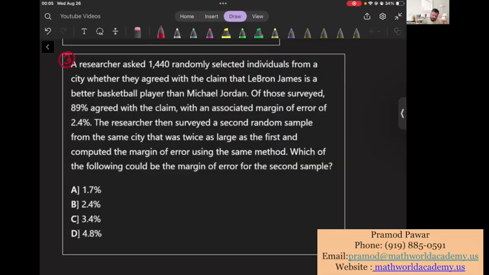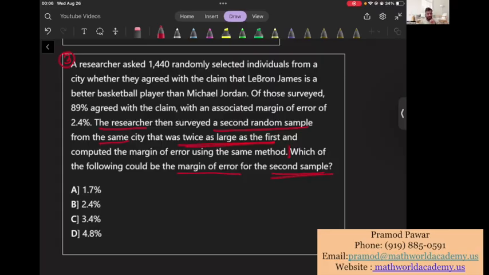Then the researchers surveyed another sample, the second random sample in the same city, but this time the sample was twice as large as the first one. So bigger sample. So the previous sample was 1,440. Now you double that. So that's like 2,880, like double the sample. Okay. And they calculated the margin of error of that. Then the question is asking, which of the following could be the margin of error for that particular second sample?